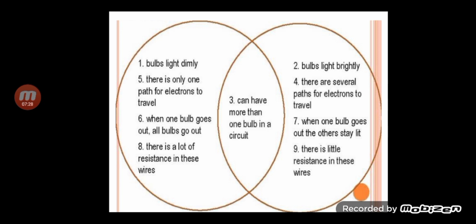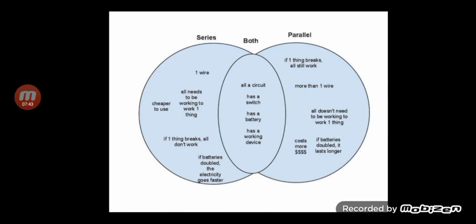There is a lot of resistance in these wires because in series, the resistance is the sum of the resistance provided by all the resistors. But in parallel, there is little resistance in this wire. A series circuit has one wire because it has only one loop, only one path. The parallel circuit has more than one wire.